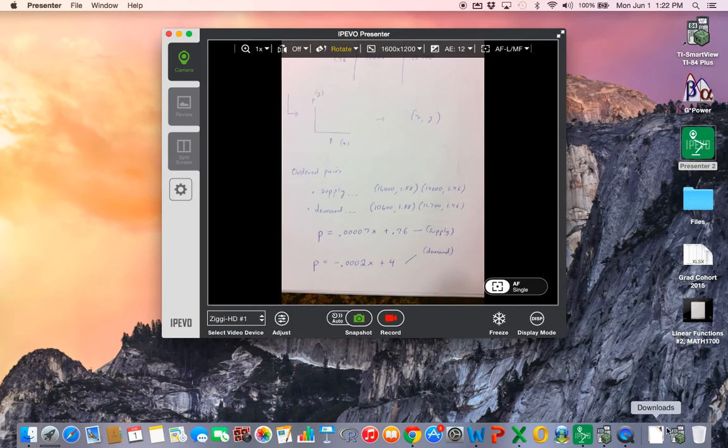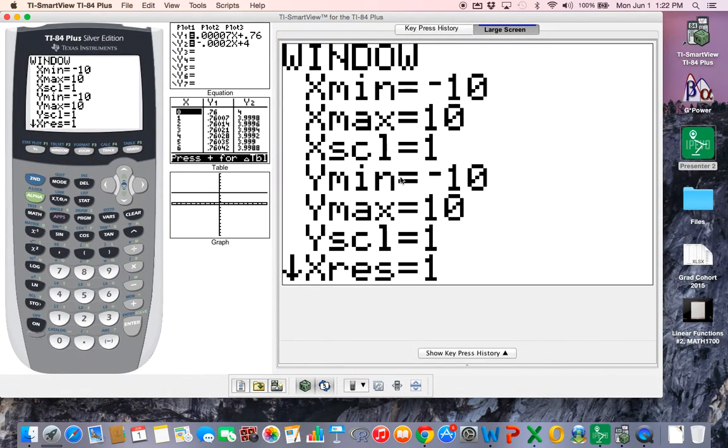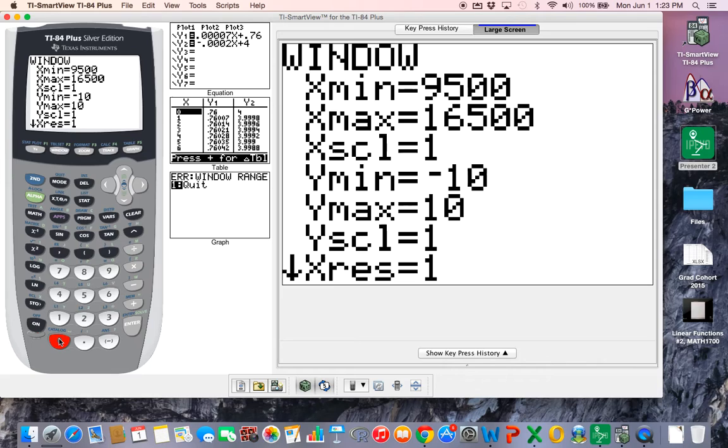So when I set up this window to make it work for my problem, my minimum x that I'm given in this problem was 10,000, so I'm going to come just a little bit below that. Say something like 9,500. My maximum x that I have in this problem was 16,000. Since I came 500 below the minimum, I'm going to be consistent and go 500 above the maximum. Guys, x scale will always be 1.